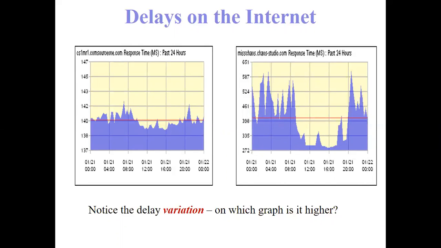So notice the delay variation: on which graph is it higher? Looking at the graph, the delay is higher on the second graph. As you can see, the delay was too much. It started at 524, it dropped. It was fluctuating, but it was higher. When you look at the first graph, the delay was almost constant at 140.